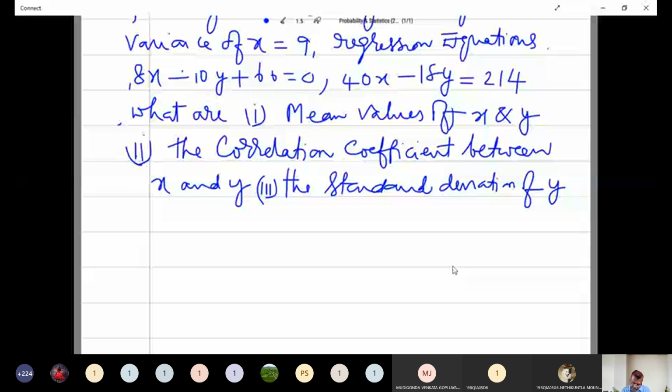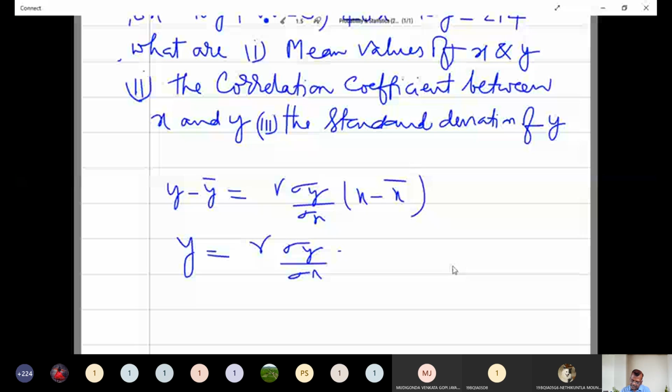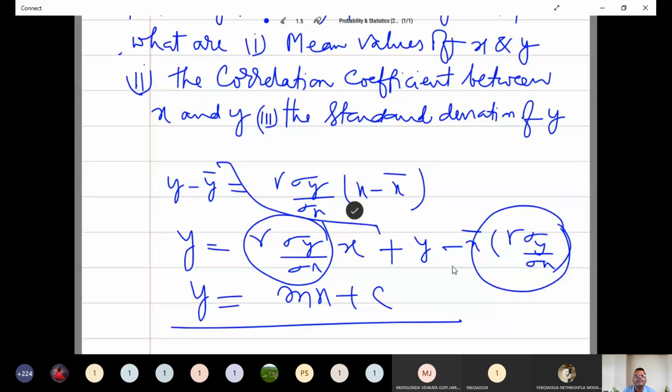That means y is equal to r into sigma y by sigma x into x, minus, taking this value to the right hand side, plus and minus of x bar into r into sigma y by sigma x. This is the constant value. That means it is in the form of y is equal to mx plus c. Here r into sigma y by sigma x equals m, the slope, which is known as the regression coefficient.